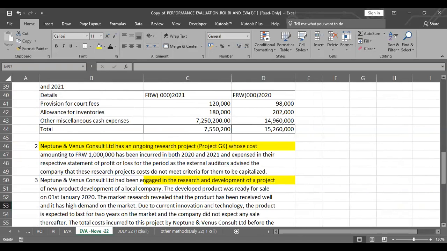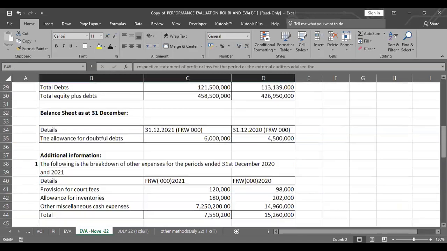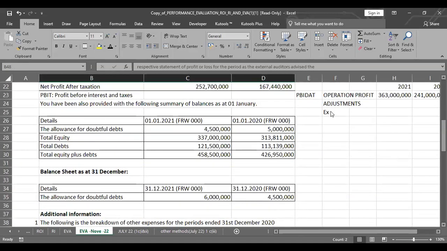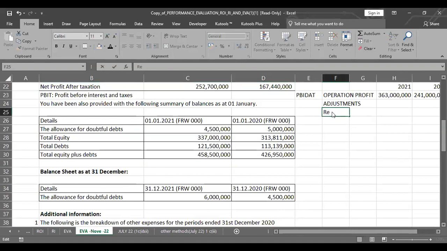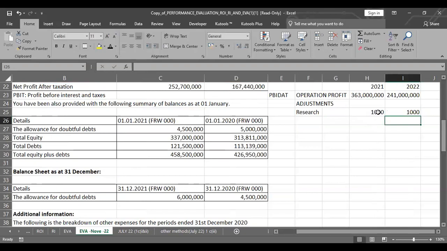So what we need here is that we know that research is supposed to be added back. The auditor said it's not supposed to be capitalized, but here we are not dealing with the auditor concept. We are dealing with economic value added. So we'll have research, and research, just as I said, will be added here. So the research we add here is 1,000, and because it is affecting both years, you also have to factor it here, and it's the same figure. You remove the 3 zeros, and you have it as such.